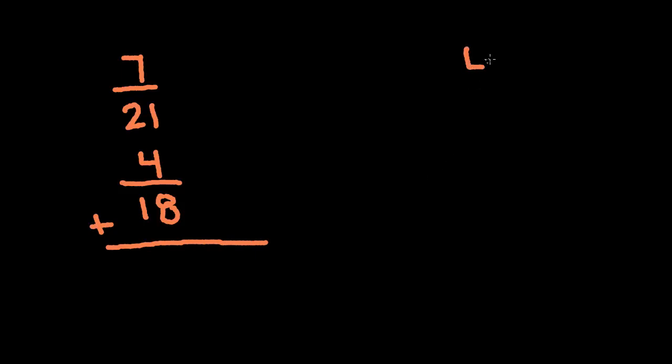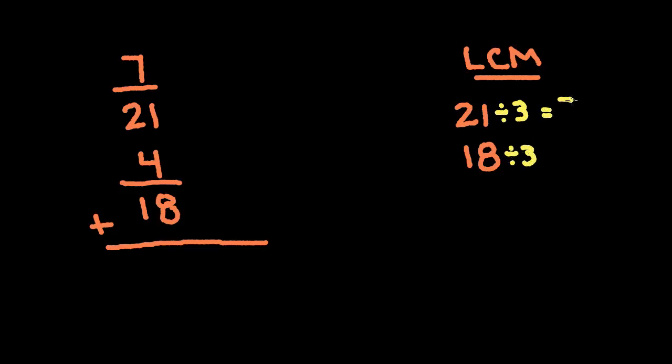Alright, so we're going to go over and do our LCM. We're going to take our two denominators, 21 and 18, and I'm going to think what goes into both of these numbers. And what comes to mind is 3. So I'm going to divide them both by 3. 21 divided by 3 is 7, and 18 divided by 3 is 6. Now I ask, can I reduce this further? Does anything else go into both 7 and 6? And the answer is no.